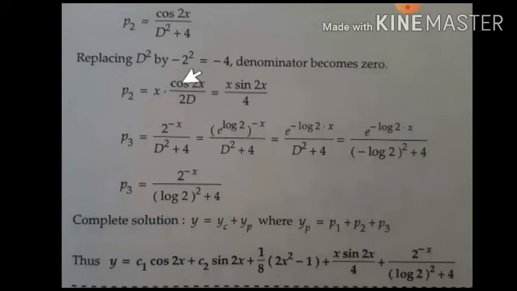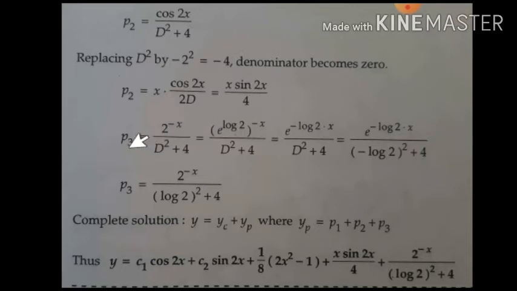Now what is the meaning of this notation? 2 you can take outside. What is the meaning of 1 by D? 1 by D stands for integration. So the integration of cos 2x is sin 2x by 2. 2 into 2 becomes 4. So this is the answer of the second particular integral, of the second term.